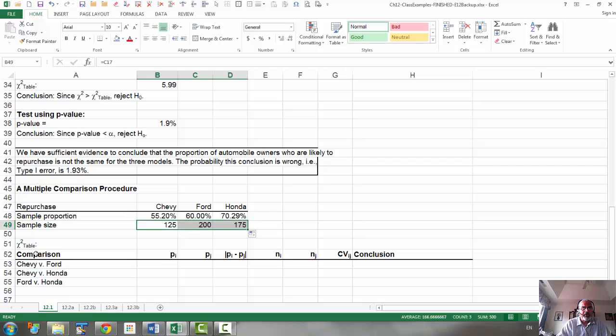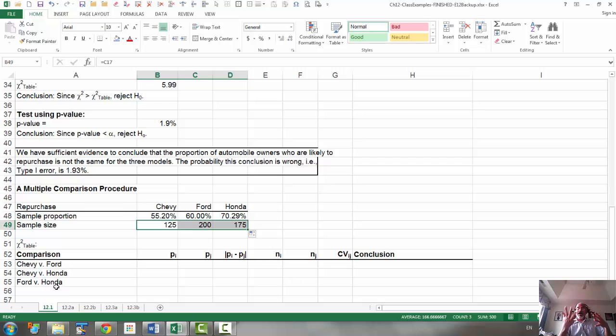Okay. So now we have three comparisons. When you have three populations, we'll have three comparisons. So Chevy and Ford, Chevy and Honda, and then Ford and Honda. Remember, if we have four populations, there will be six comparisons. So the first population with the remaining three, so that will be three comparisons. And then the second population with the other two, so that will be 3 plus 2, 5. And then the third with the fourth will be 6.